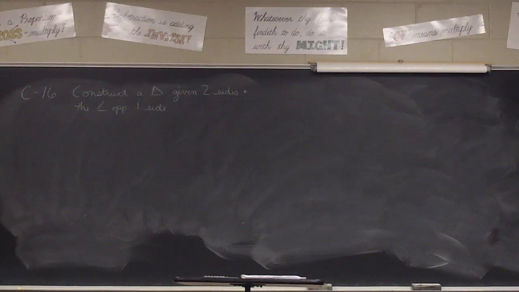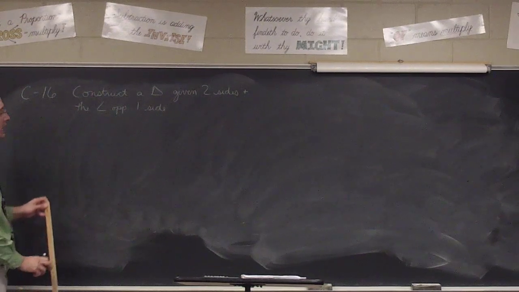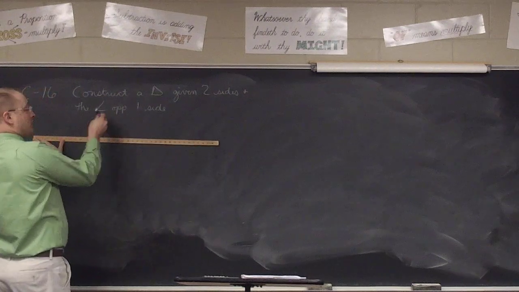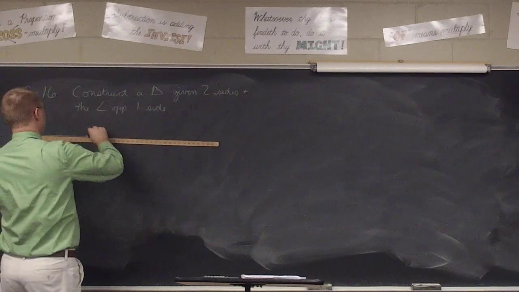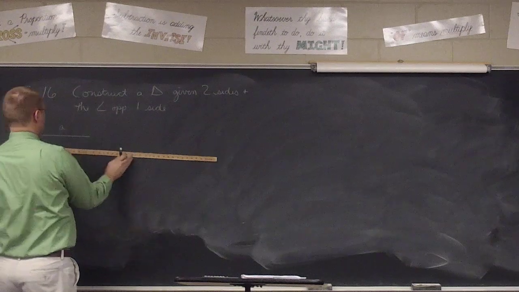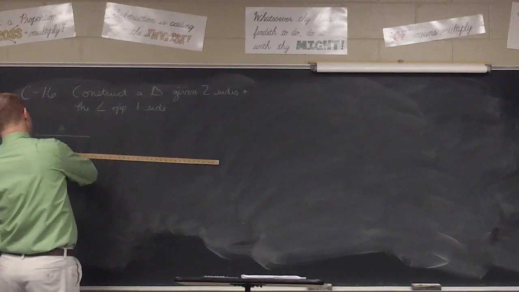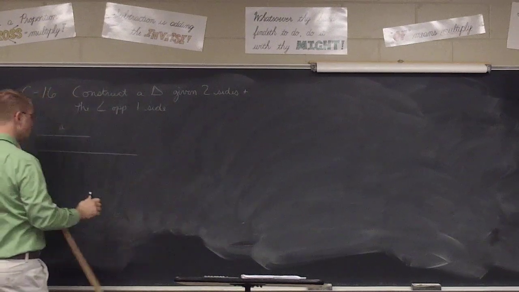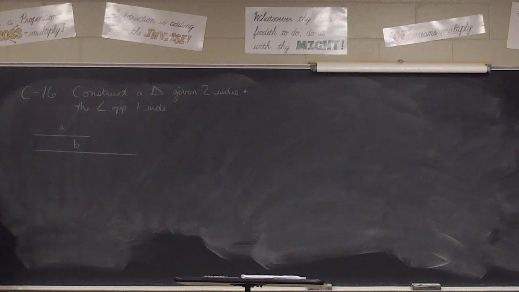Construct a triangle given two sides and the angle opposite one side. If you would go ahead and draw yourself two lines to be your two sides. Let's start with a shorter line and call it A. And let's draw a longer line, call it B. And we're going to be given the angle opposite one side.